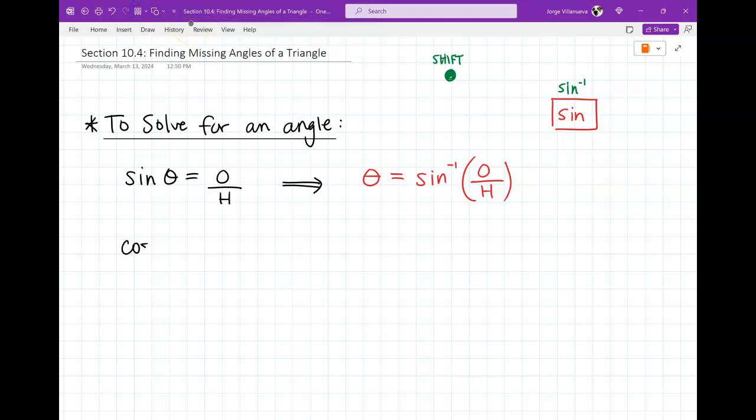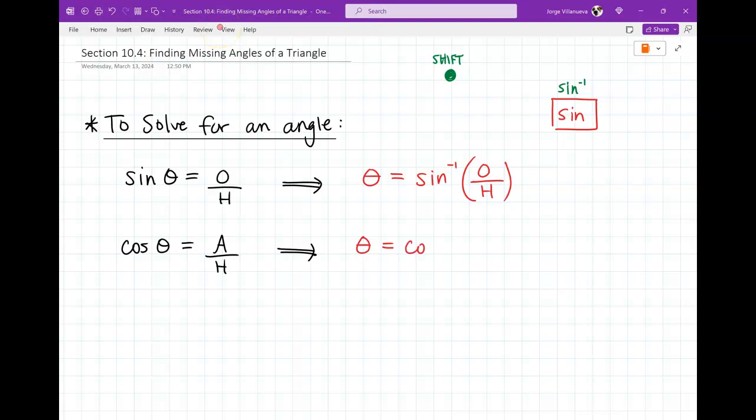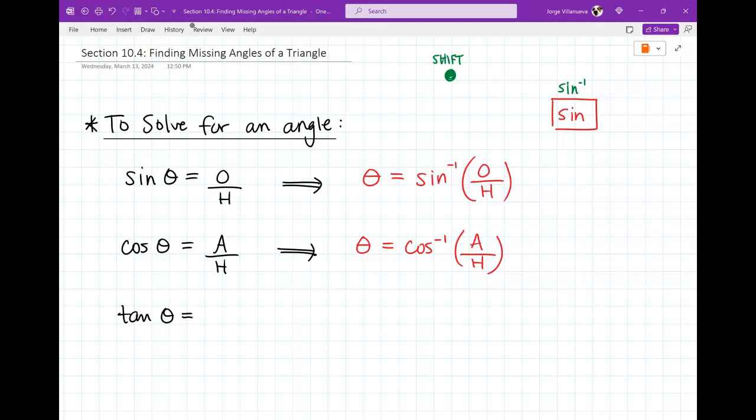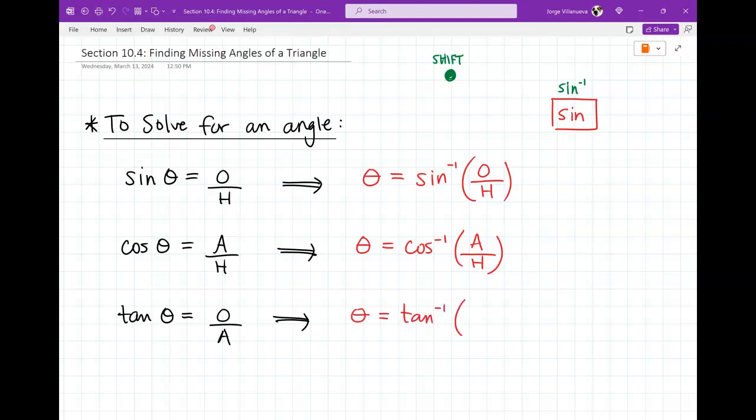We know cosine of theta is adjacent over hypotenuse. So if you throw cosine over to the other side, theta is equal to cosine inverse of adjacent over hypotenuse. And for tangent, it's the same thing. Tangent of theta is equal to opposite over adjacent. So if you want to find just the angle, you throw the tangent over to the right side, and you'll get theta equal to tangent inverse of opposite over adjacent.